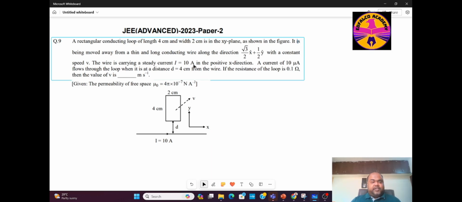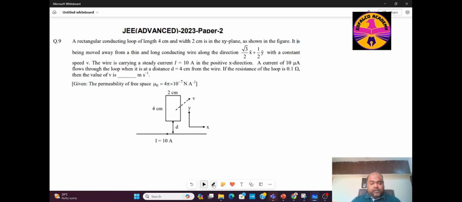The next thing is it is being moved away from a thin and long conducting wire along the direction root 3 by 2 x cap plus half y cap. This is the unit vector along whose direction this entire coil is being pulled. Let us also keep writing whatever we have understood so far from the question.